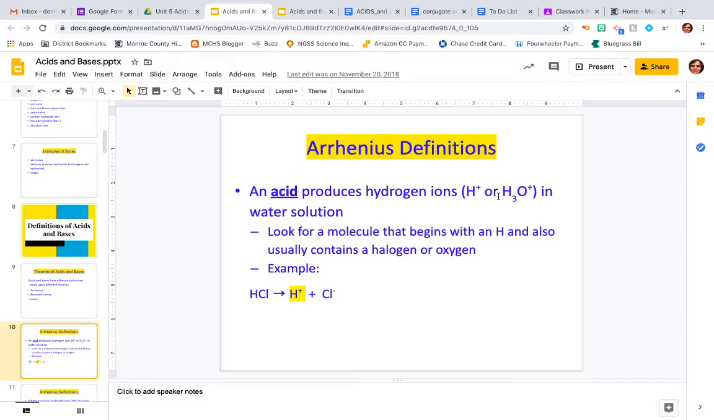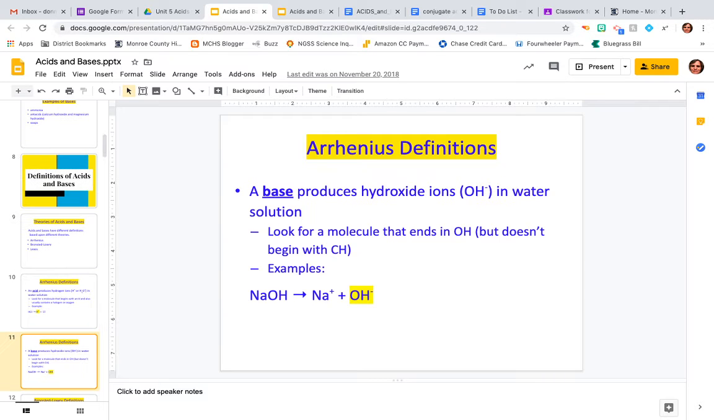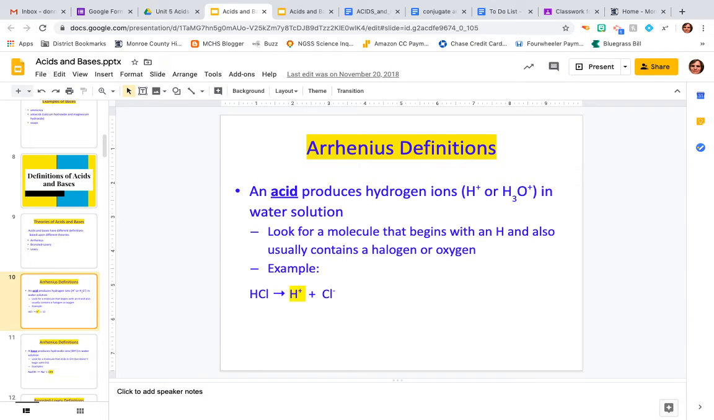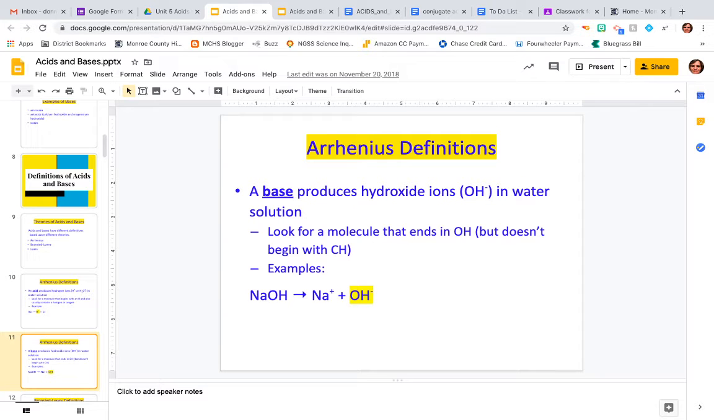So anyway, just consider for Arrhenius, an acid is anything that can produce a hydrogen ion in solution. And for an Arrhenius base, it is anything that can produce a hydroxide ion in solution. So pretty much these are the most narrow definitions of an acid and base. Acids have to have hydrogen ions in order to be an acid, and bases have to have hydroxide ions in order to be a base. So let's use those two definitions.